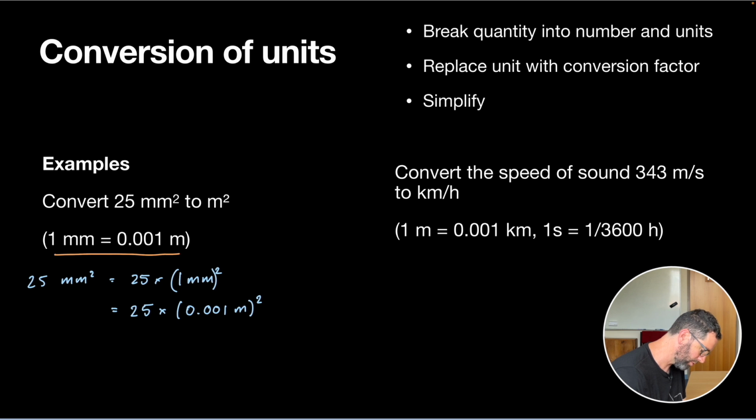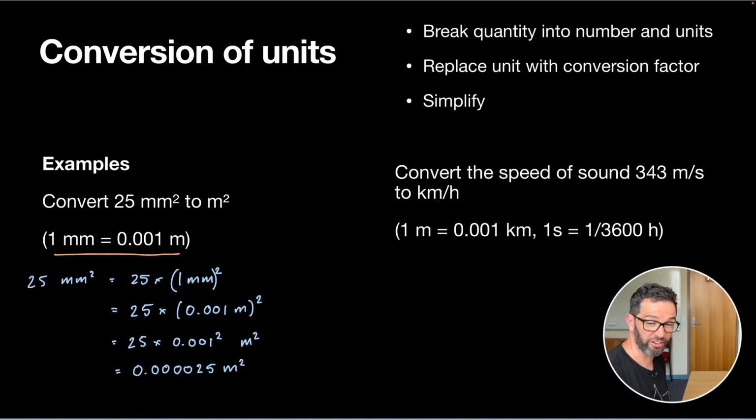When we square two things in a bracket like this, we need to square both pieces. So maths tells us that that should be 25 times 0.001 squared meters squared, which becomes 0.000025 meters squared. You can check that on a calculator. 25 times 0.001 squared will give you 0.000025 square meters.